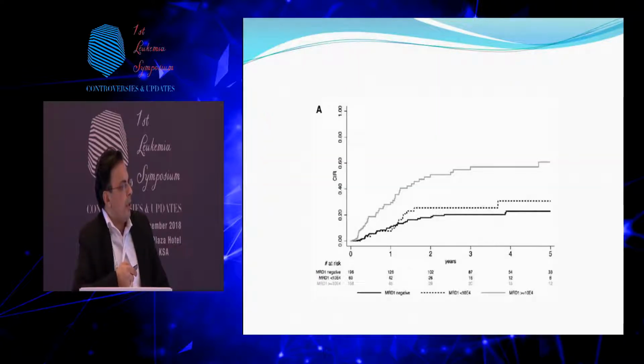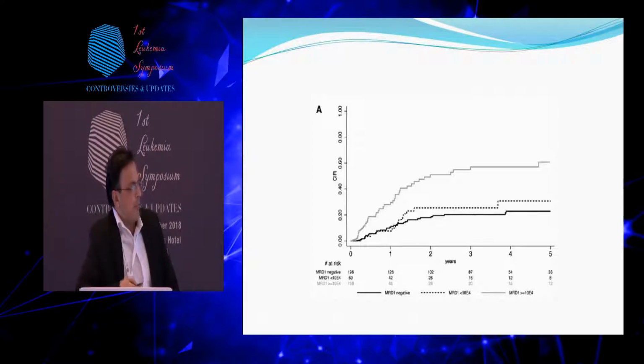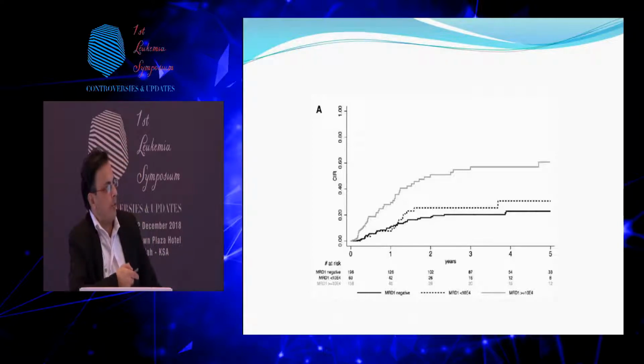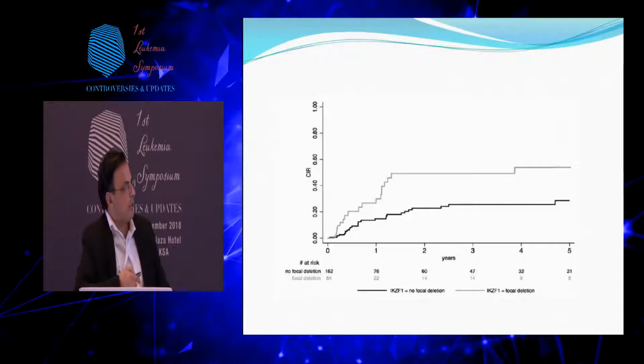Okay, so this is by MRD. The top curve is MRD positive. The lower curve is MRD 1 in 1,000 and 1 in 10,000. So obviously, if you have positive MRD, your cumulative incidence of relapse approaches 60%, and thus these patients will benefit from transplant.